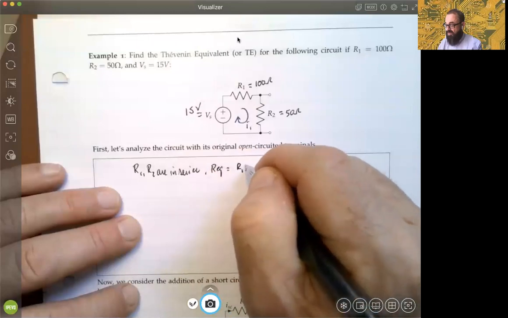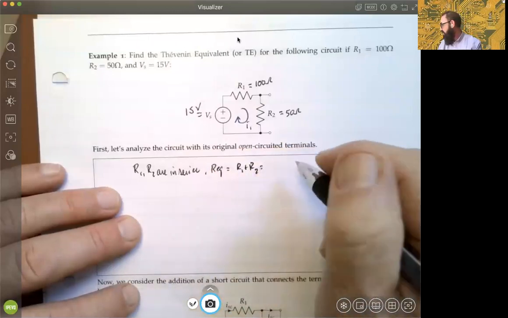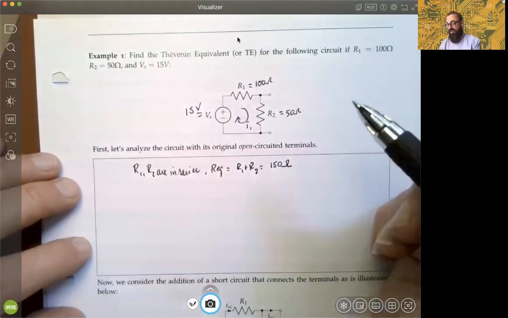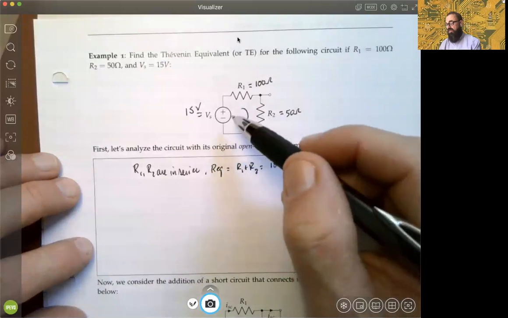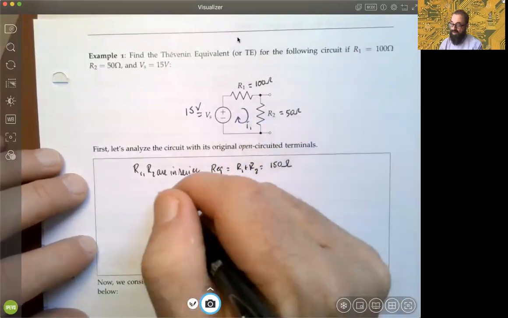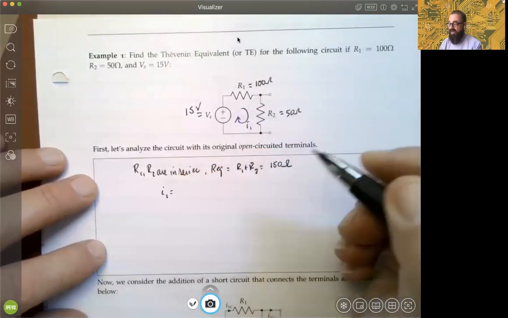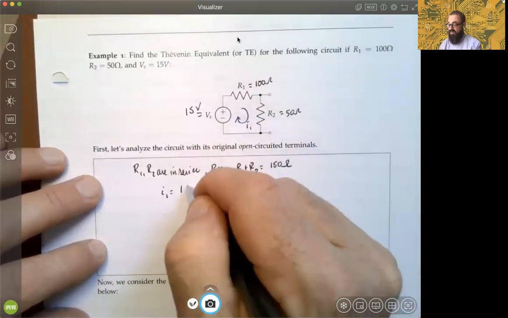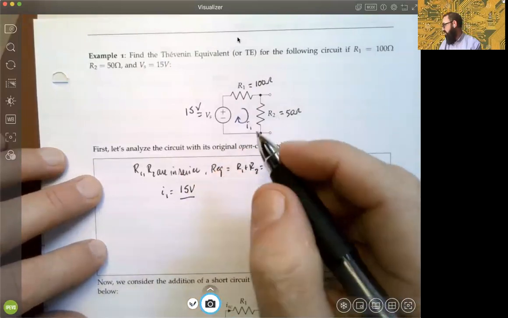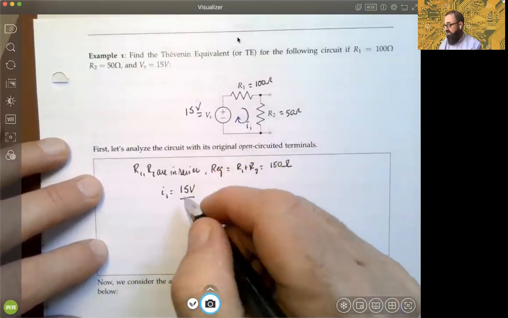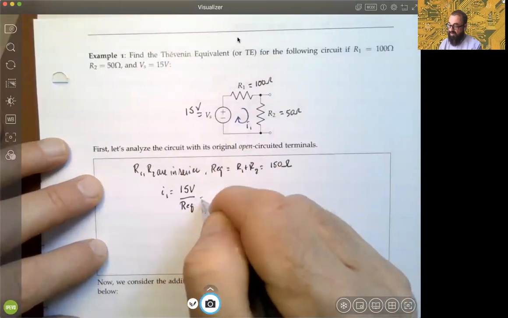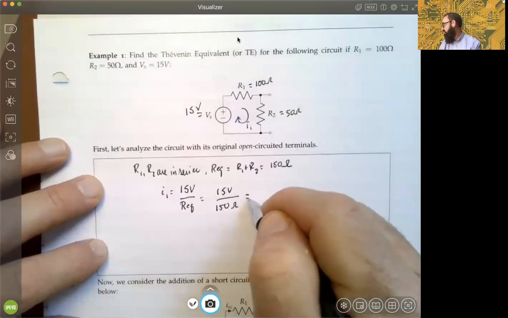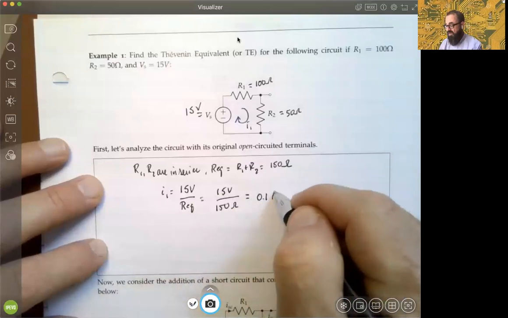the sum of the two, and that would be 150 ohms. So what you have is a total resistance of 150 ohms. Therefore, with that mesh current I1, you have a total resistance of 150 and a voltage source of 15 volts. Then by Ohm's law, the current would be 15 volts divided by 150 ohms, which is 0.1, or 1/10 of an amp.